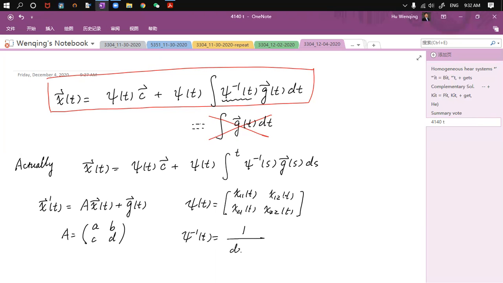It is 1 over the determinant of the fundamental matrix. You switch the diagonal, and you take a negative on the off diagonal. So that means x22(t), x11(t), and you take a negative on the off diagonal: minus x12(t), minus x21(t). Is that good for everybody? Okay, so that's how you calculate the inverse of 2 by 2 matrices, which is very important.